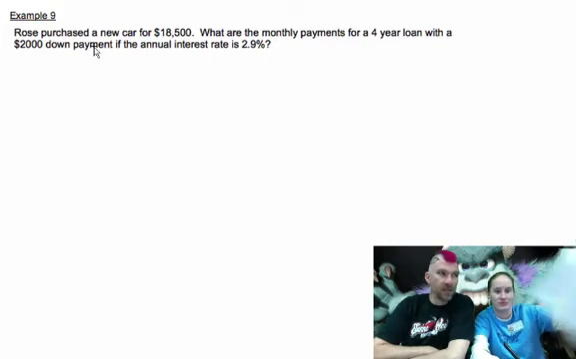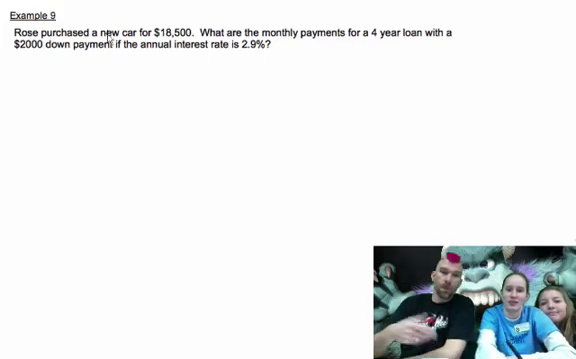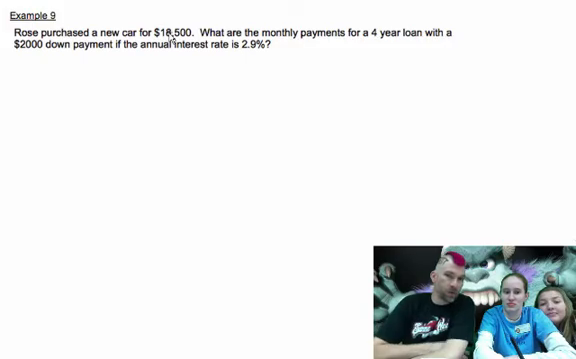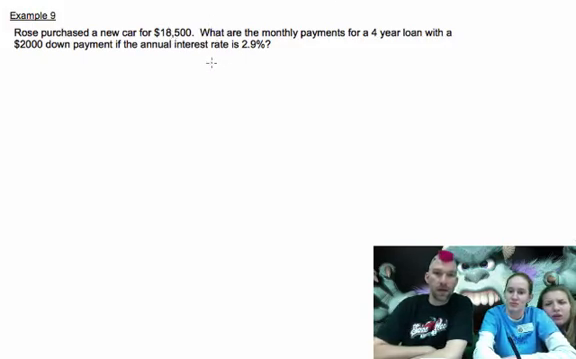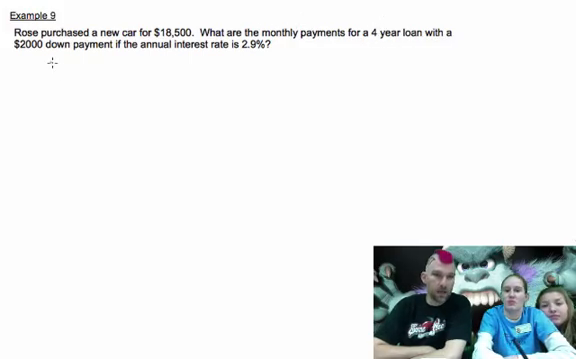Basically, we're going to buy a car. Rose is going to buy a car. She's going to drop $18,500 on it, with monthly payments for 4 years, and she's going to put $2,000 down. The interest rate is 2.9%, which is a realistic interest rate right now. We want to know what the payment R is going to look like.